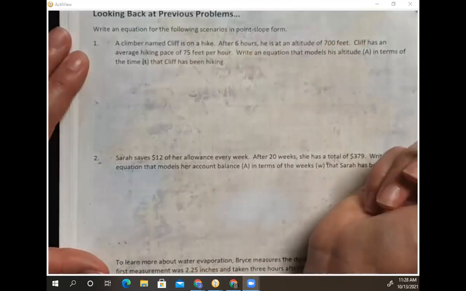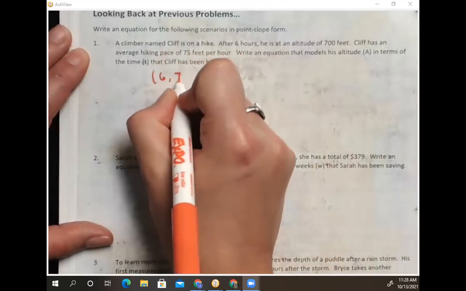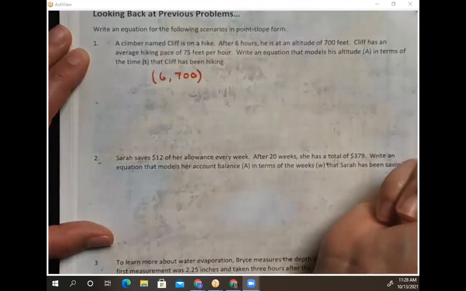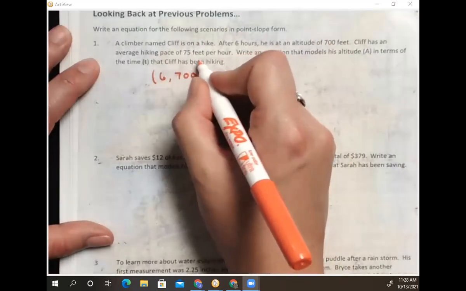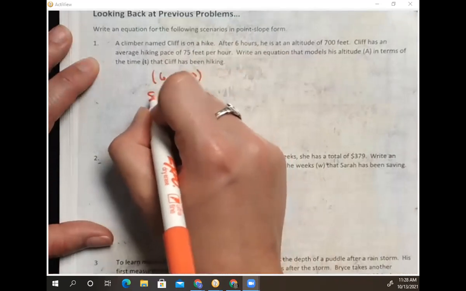So it says after 6 hours, he's at an altitude of 700 feet. That's a point. (6, 700). He has an average hiking pace of 75 feet per hour. That's a slope.